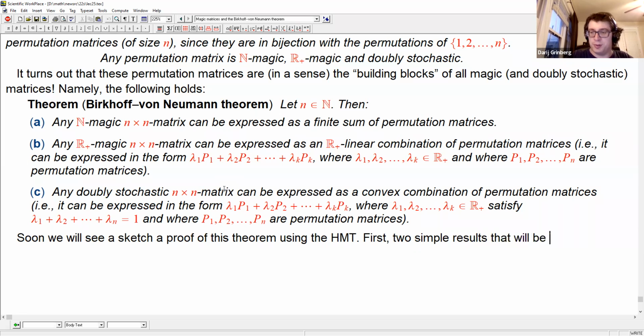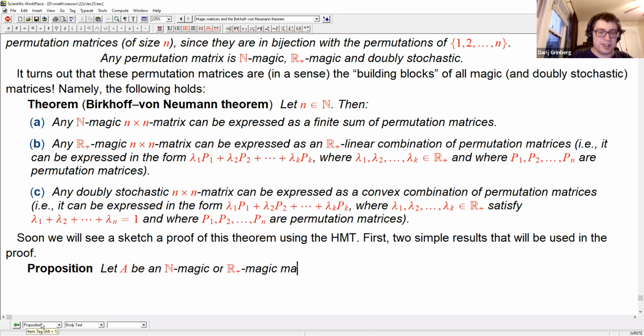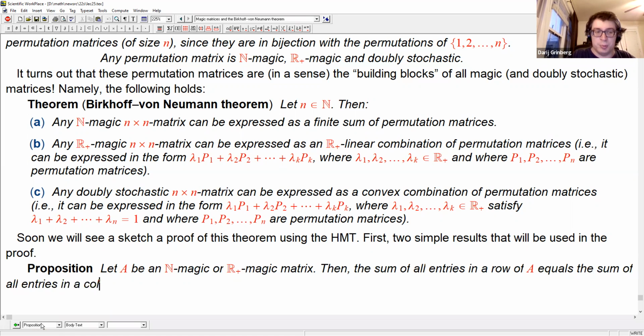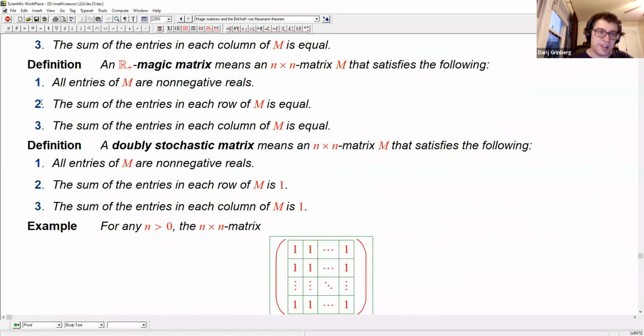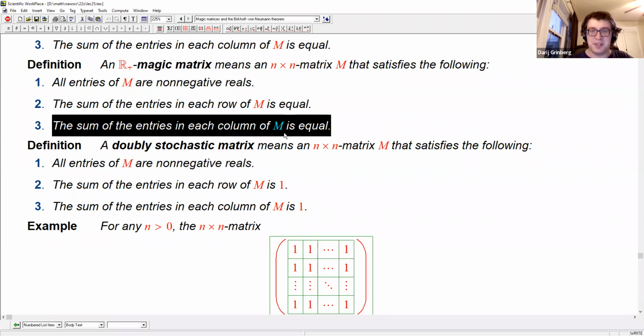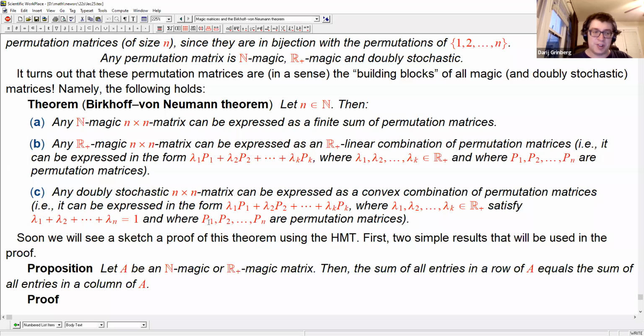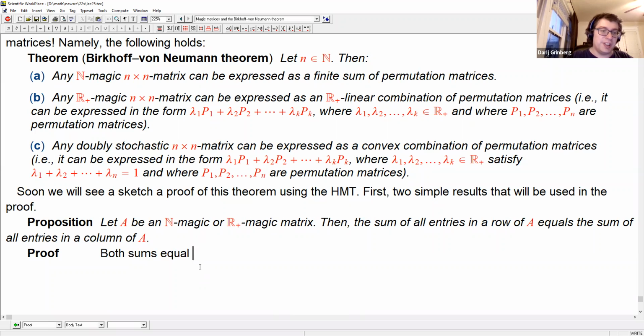So that will be used in the proof. The first one, I'm not calling it a lemma because it's kind of interesting in its own way, but it's pretty obvious. Let A be an n magic or R plus magic matrix. Then the sum of all entries in a row of A equals the sum of all entries in a column of A. So basically, these two numbers are not just equal among themselves, they're also equal to each other. And the proof is easy because both sums equal 1 over n times the sum of all entries of A.